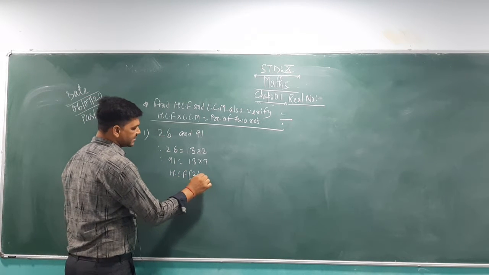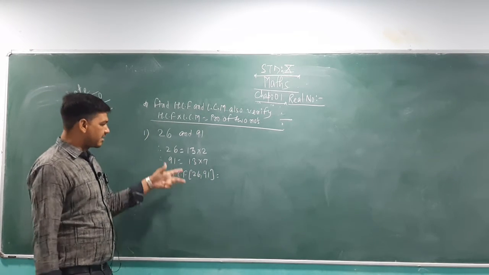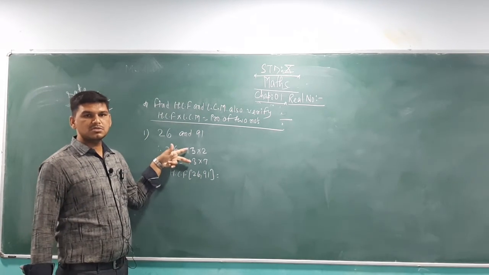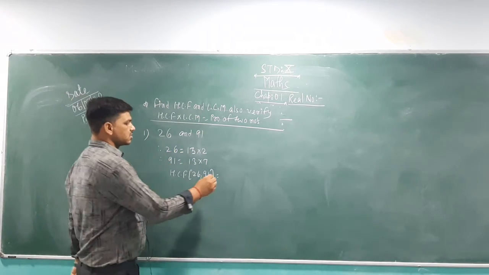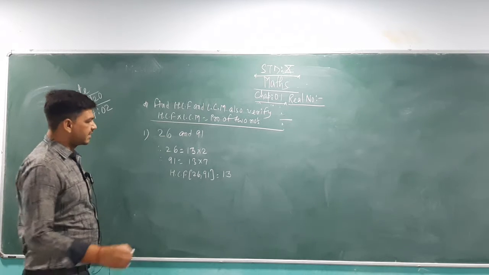So, HCF of 26 and 91. HCF is the highest common factor. The common factor of both numbers is 13. So HCF is 13.